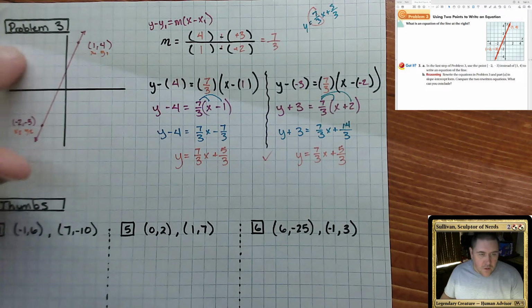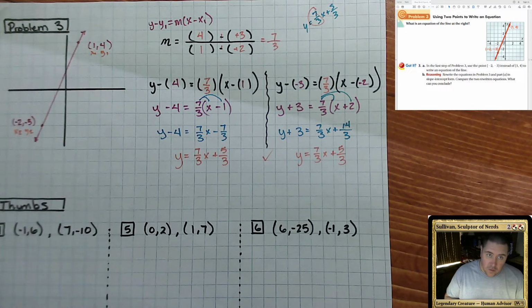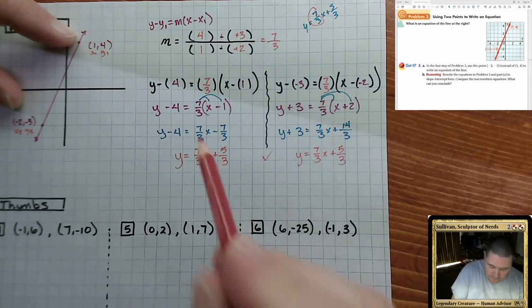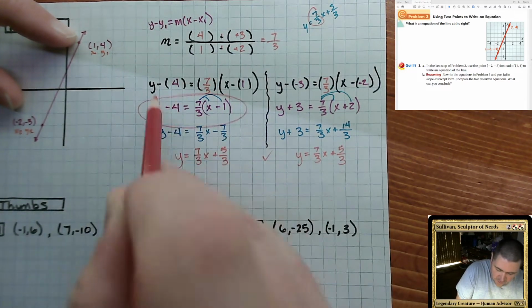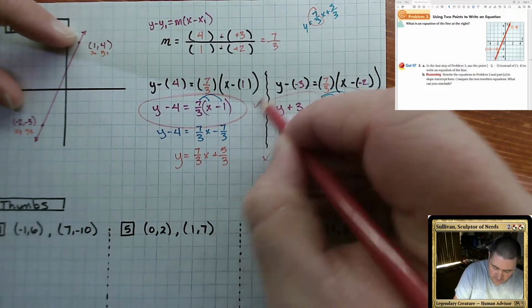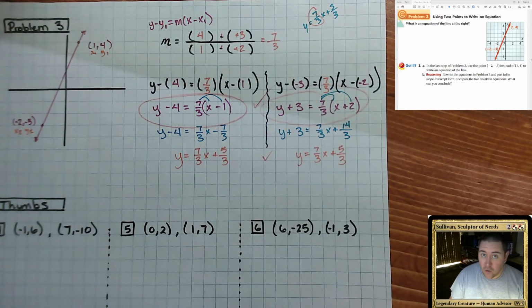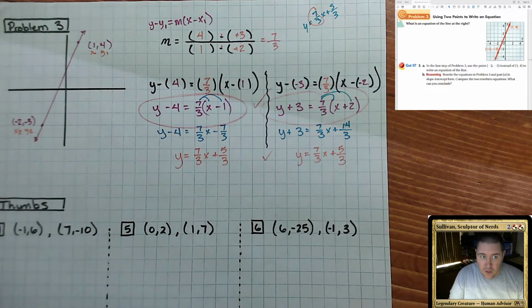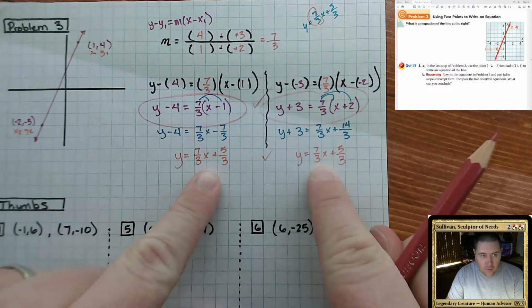So what I want you to get out of problem 3, out of the example, is that there's 2 correct answers. If you have 2 points and they say make a line in point slope form, this was the right answer and this was the right answer. You don't have to do them both. You get to pick whichever one of these 2 coordinates you want to use, because when you rearrange it, they're the same anyway.